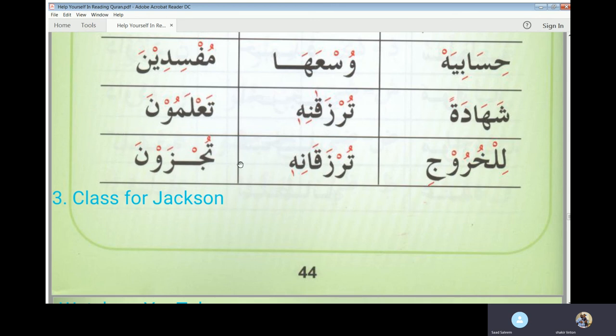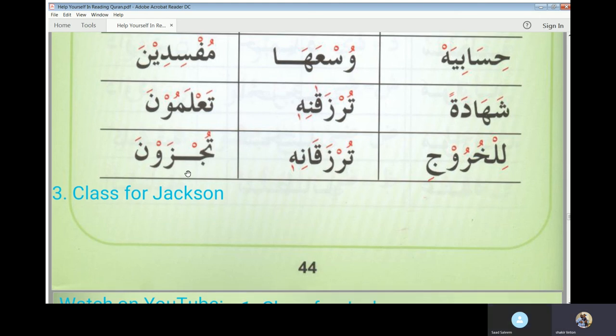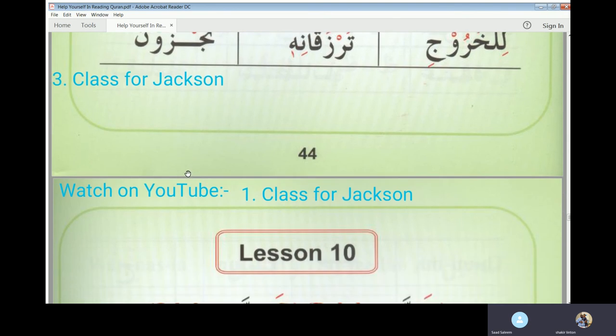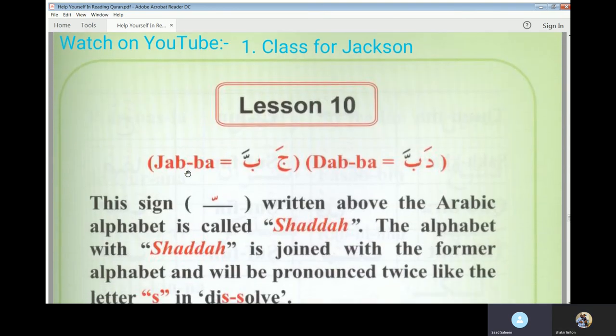Read these two words, then we'll stop. Okay, where do you want me to go? The last two words are remaining. The last two words? Okay. Turzaqanihi. Good. Tujzawna. Good. So we'll stop here, and next time we'll start lesson 10.